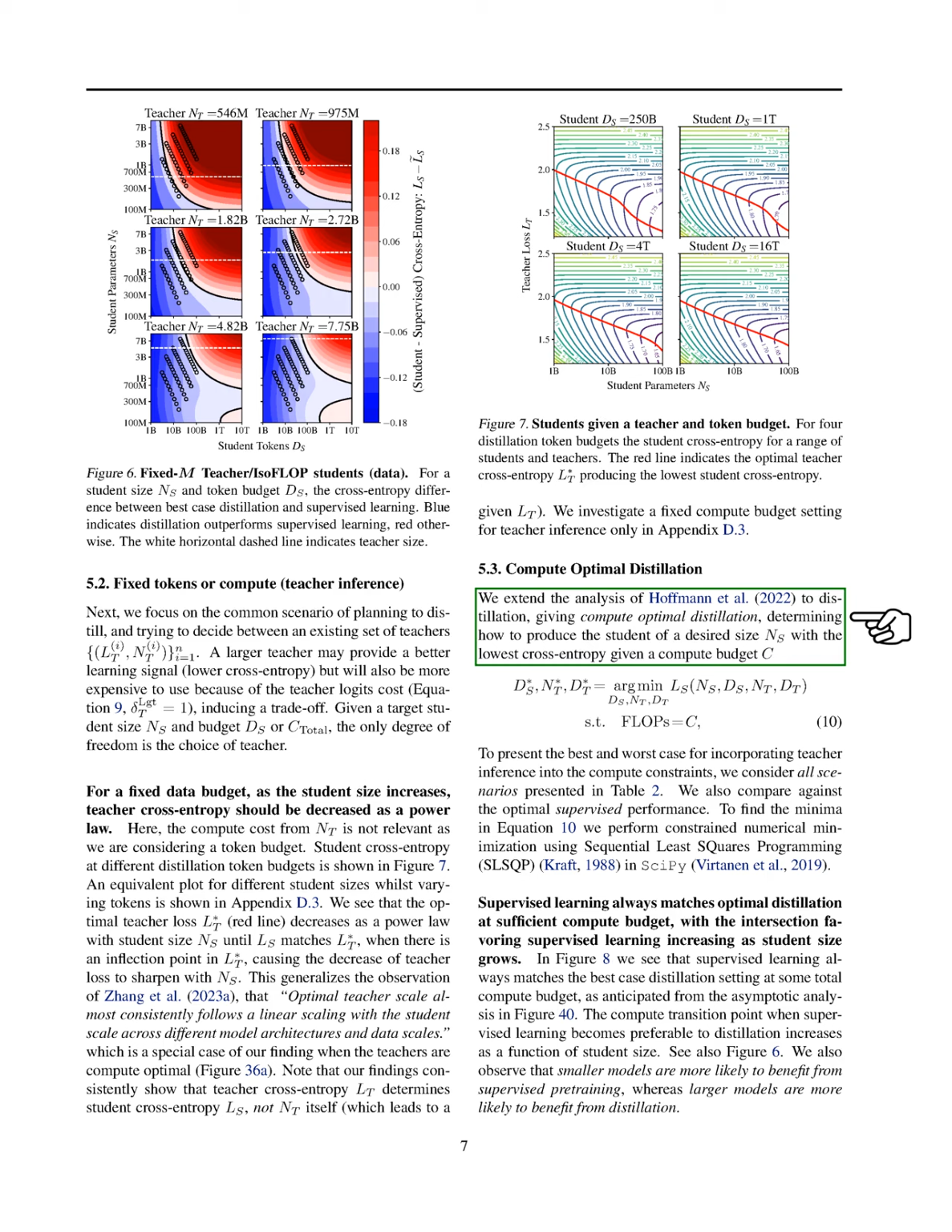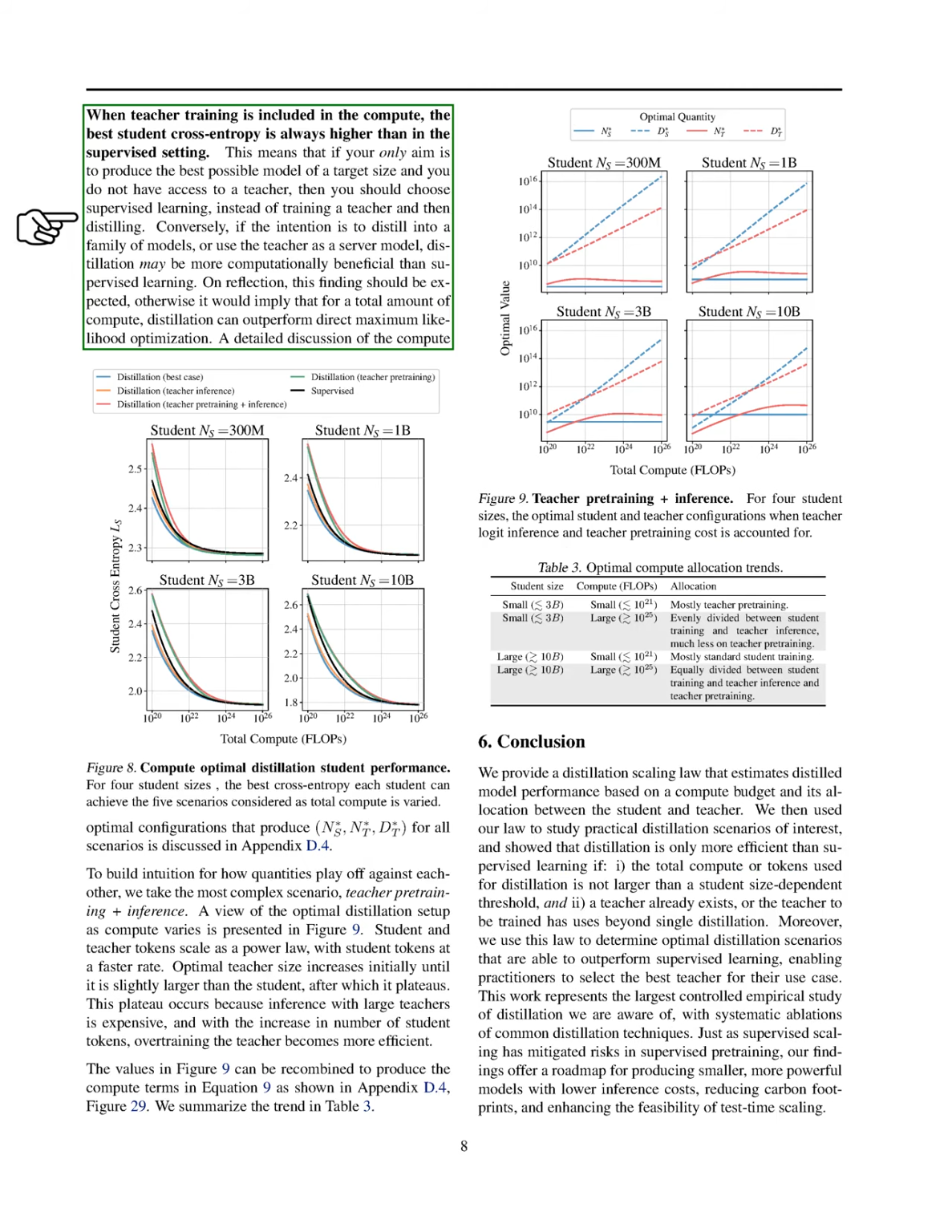When we include teacher training in our compute budget, we find that the best student cross-entropy is always higher than in the supervised learning scenario. This suggests that if our only goal is to create the best model of a target size without access to a teacher, we should opt for supervised learning rather than training a teacher first. However, if we aim to distill into multiple models or use the teacher as a server model, distillation may be more efficient.